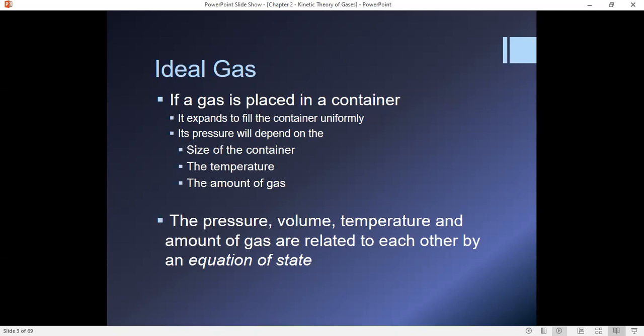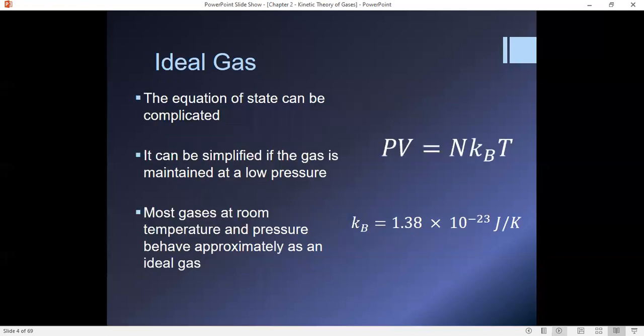Now, if we place a gas in a container, we know that a gas basically takes the shape of the container. Therefore, the container's volume becomes the gas's volume. We look at the relationship between pressure, volume, temperature, and the number of molecules, the number of moles, and relate them to one another using an equation of state. And that's exactly what the ideal gas law is.